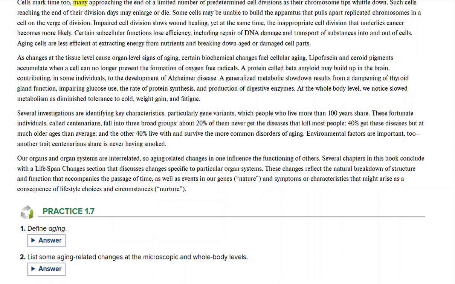Cells mark time too, many approaching the end of a limited number of predetermined cell divisions as their chromosome tips whittle down. Such cells reaching the end of their division days may enlarge or die. Some cells may be unable to build the apparatus that pulls apart replicated chromosomes in a cell on the verge of division. Impaired cell division slows wound healing, yet at the same time, the inappropriate cell division that underlies cancer becomes more likely. Certain subcellular functions lose efficiency, including repair of DNA damage and transport of substances into and out of cells. Aging cells are less efficient at extracting energy from nutrients and breaking down aged or damaged cell parts.